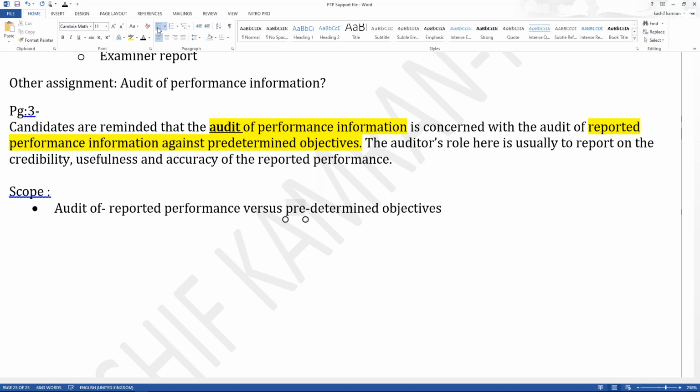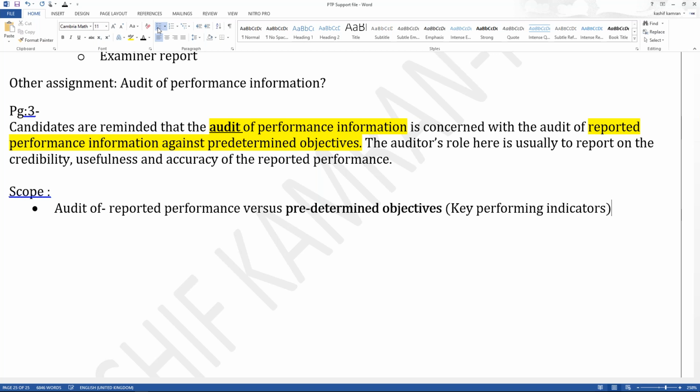Now the predetermined objectives are basically known as key performance indicators. I hope you've heard this word, key performance indicators, KPIs. KPI is a topic which is scattered across the ACCA qualification. In the 14 papers of the ACCA qualification, you do find a scattered overview of key performance indicators as a topic across many papers. Okay, moving on. So the scope is to audit the reported performance versus the predetermined objective.